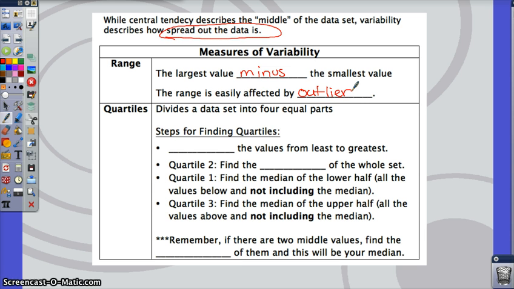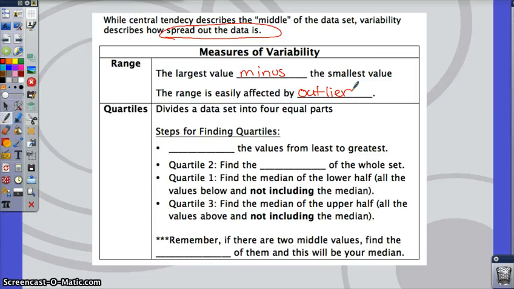You could have all the data values around 10. Maybe you have 10, 10, 11, 12, 11, 12, 10, and then you have 100. Well, your range is going to look like you have data that's spread out over 90 different numbers, when really they're mostly all around 10, and then there's this 100 that's throwing it off. So keep that in mind.